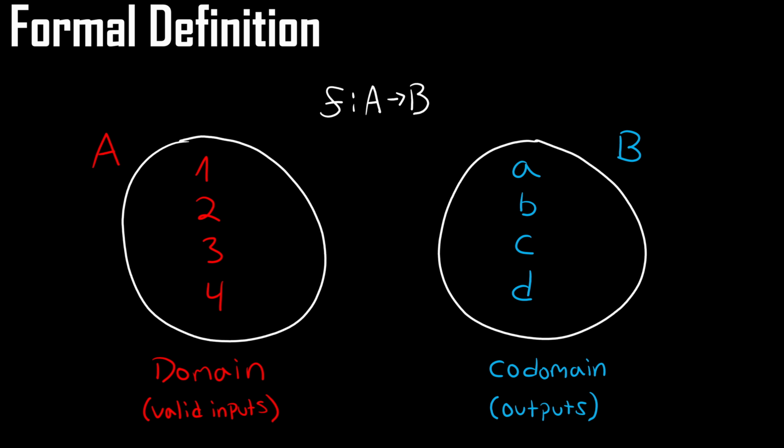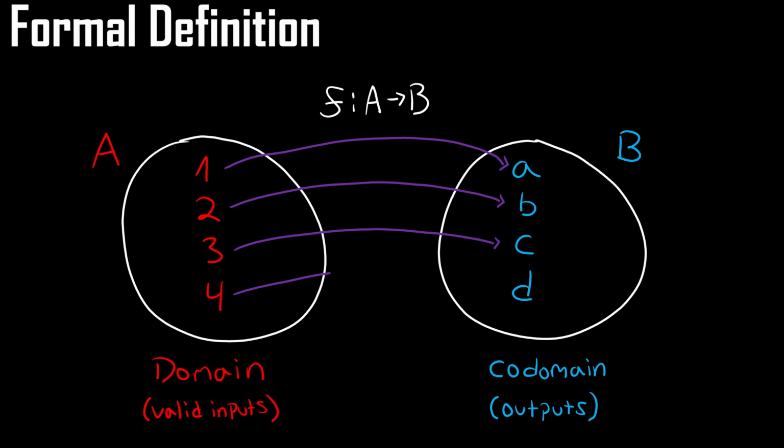So for our example, 1 can go to A, 2 can go to B, 3 can go to C, and 4 can go to D. This would be a valid function. Now let's say 4 went to D, but it also went to C. This would no longer be a function, as 4 goes to both C and D.